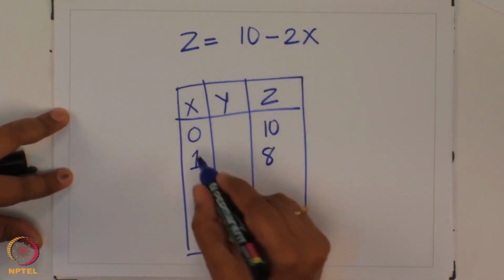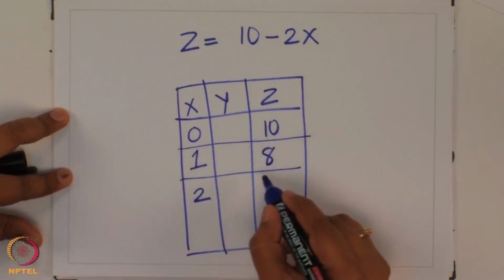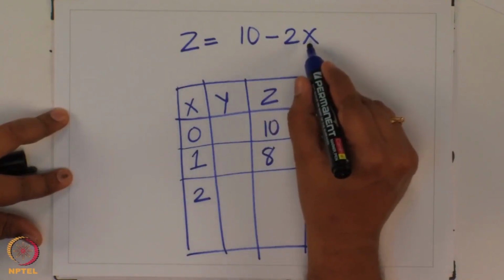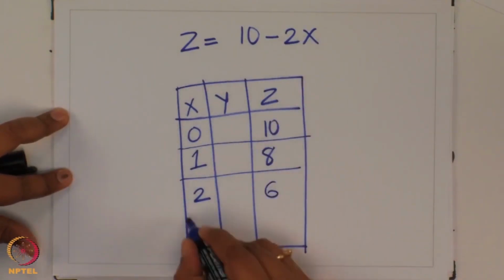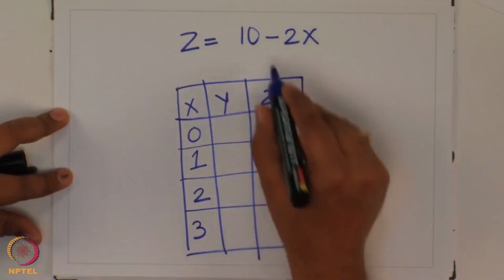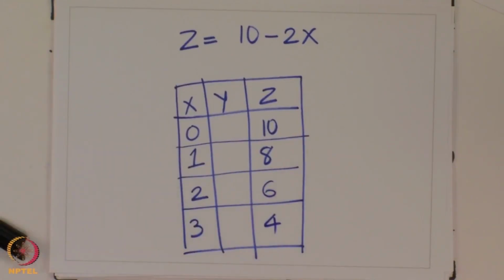If I put 2 here, z will be 10 minus 2 times 2, which is 4, so it will be 6. If I put 3 here, this will be 10 minus 6, which is 4, and so on and so forth. I can make a table like this. Whatever y value I put, the z will be independent of that y value. So we have such a function.